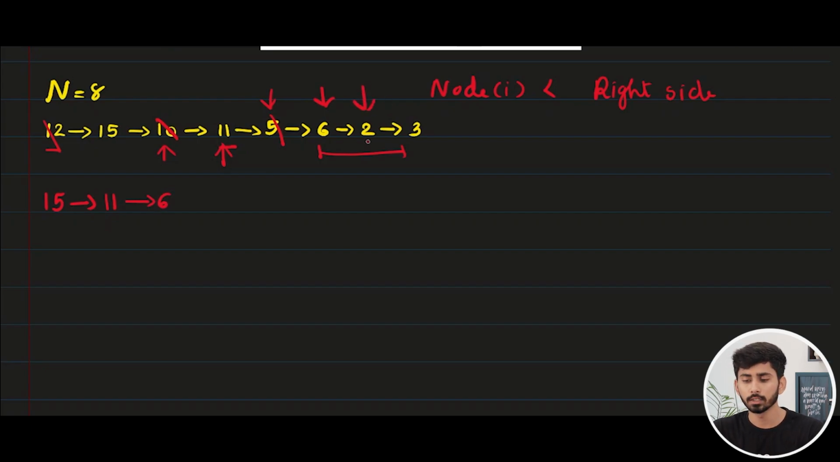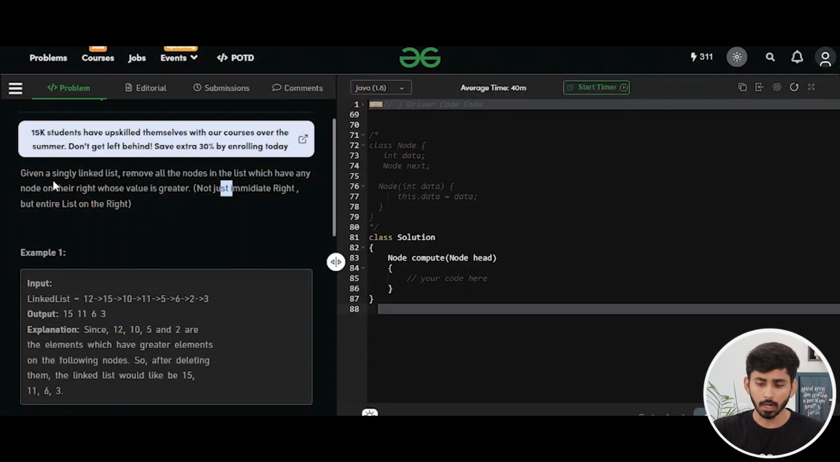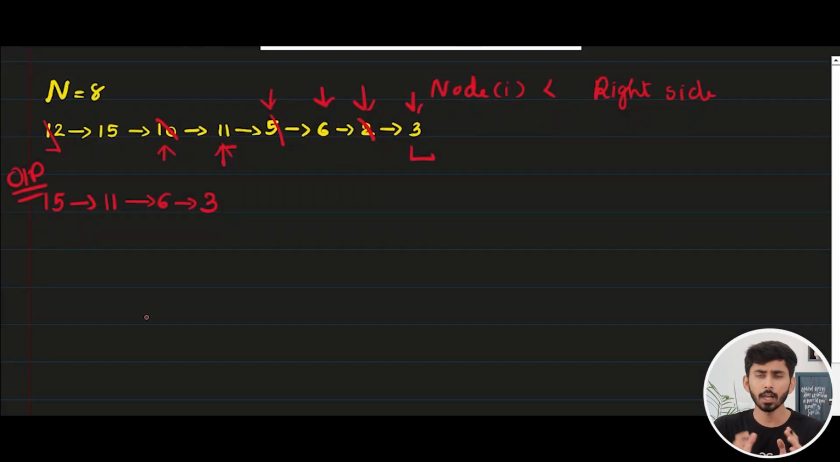Moving on forward with 2, on the right hand side of 2, how many nodes are there? I can see only 3 and 3 is greater than 2. So I'll be deleting node number 2. And the last node, I cannot see anything present on the right hand side of 3. So 3 will be present in my output linked list. This is your output linked list and you have to print this in the output. You can observe in the question itself, the output is 15, 11, 6 and 3. I hope you got an idea what the question is trying to say.